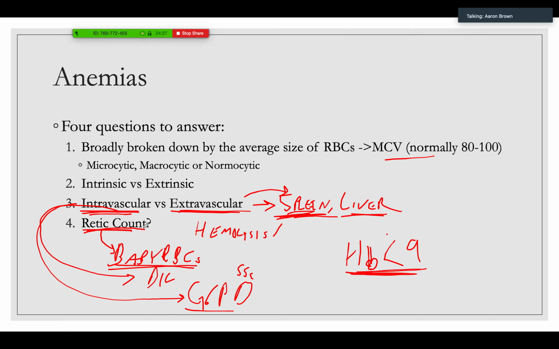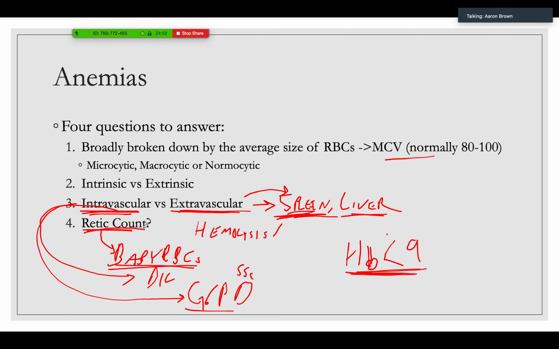There's a problem there. Because normally the body should be increasing that baby red blood cell count, increasing the reticulocyte count, trying to raise that hemoglobin back up. You know your patient is anemic, the reticulocyte count is low, that means the bone marrow is having trouble making red blood cells. So maybe we're missing something. Maybe we're missing iron. If we don't have iron, we can't make hemoglobin. You can't make hemoglobin, you can't make red blood cells.